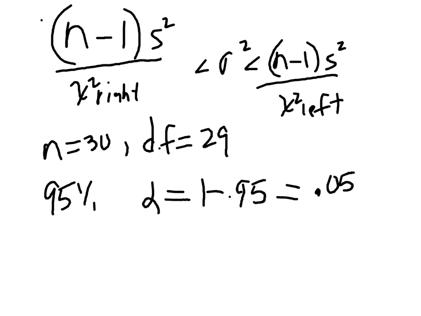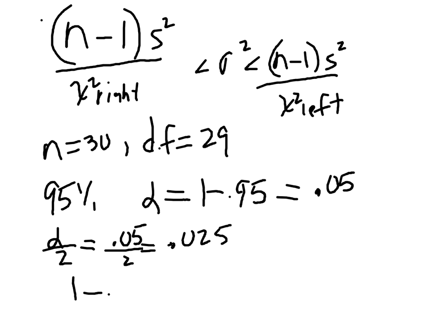But with the chi-square tables, we must cut that alpha in 2. It equals 0.025. Now, remember, in order for us to get into the table, we've got one more thing to do. That 0.025 will be on the right side of the table, but we need to find its complement on the left side, and we do that by taking 1 minus 0.025, and that gives us 0.975.